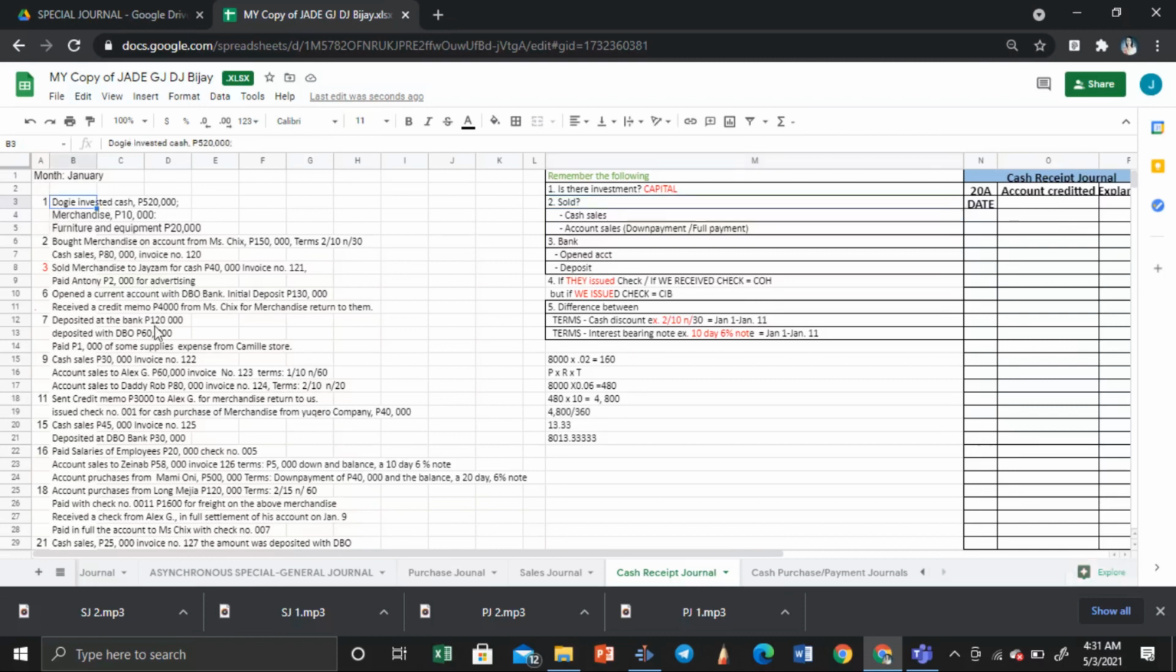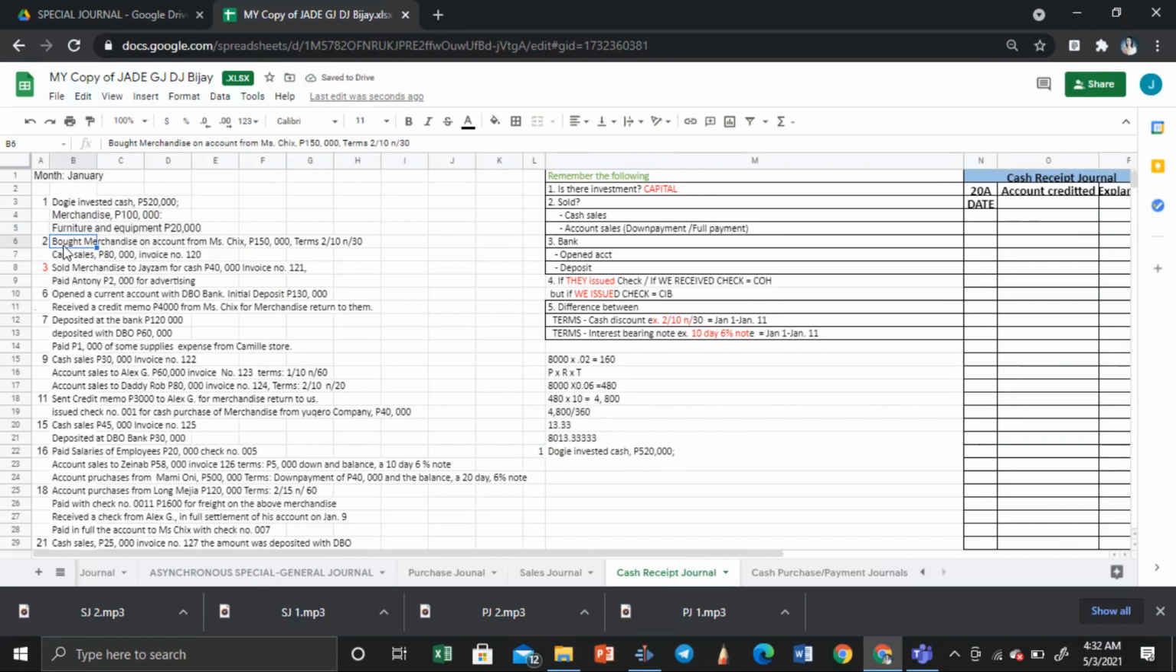What do you think? I-include ba natin yan? Sasama natin yan, of course. So, dito, ipaste. Bakit? Kasi capital siya, di ba? Kapag may word na invested, okay, automatic capital yun. How about merchandise? Okay, yung merchandise ito 100,000. Nagka-typo lang siya.